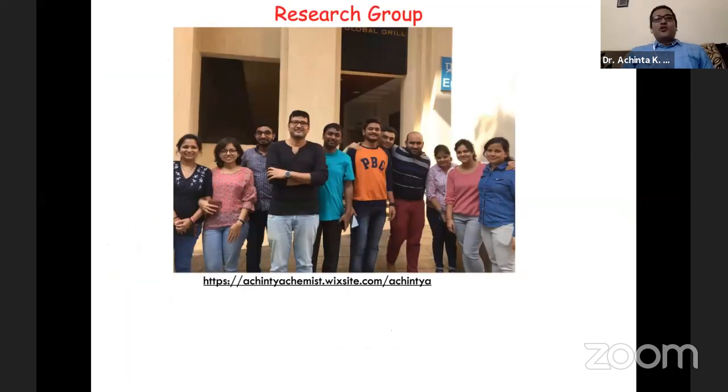In the end, I want to thank my group members. So this was sometime last winter in December, when the coronavirus threat was not there, so we could go out of the campus. Unfortunately, now none of them are present on the campus because Bombay is not in good shape. But that's how my group looks.